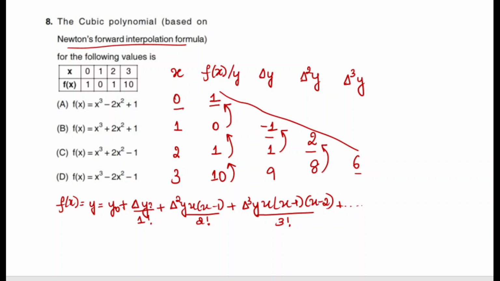Here it will be u. What does this u mean? u is the difference of x minus x naught divided by h. h is the difference of the x values, so h value is 1, and x naught value we know is 0. And x we don't know, that is what we are going to find, the cubic polynomial.